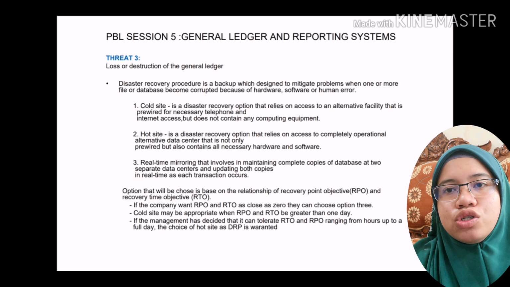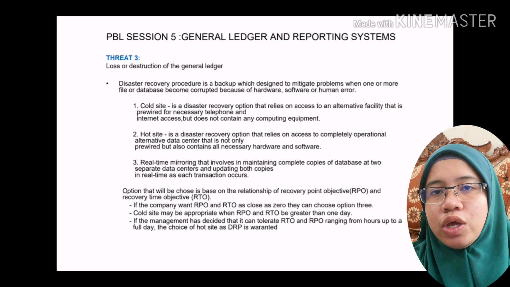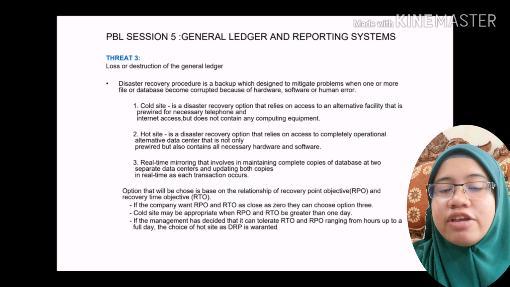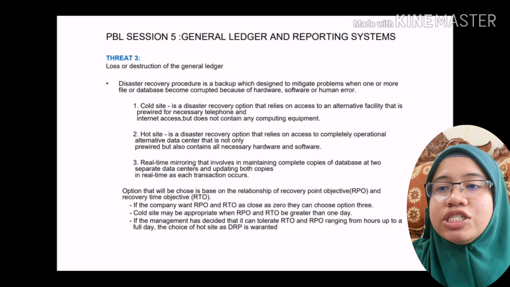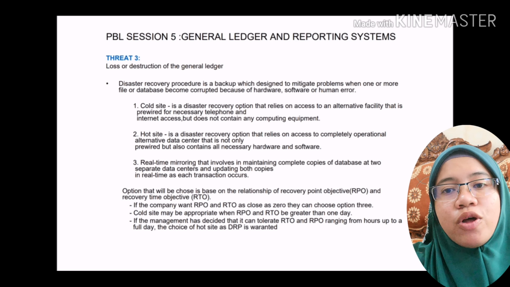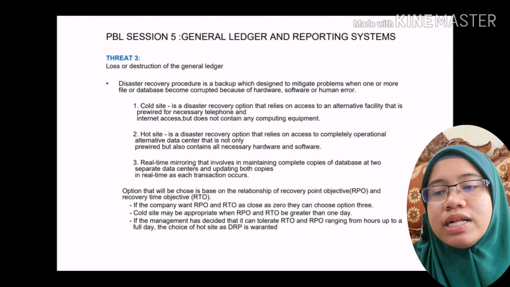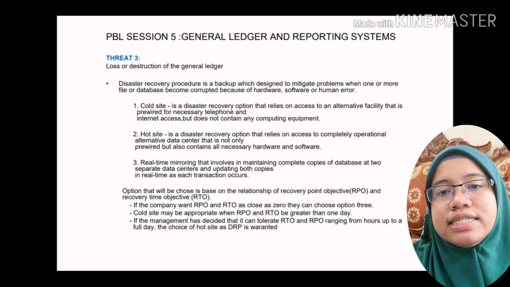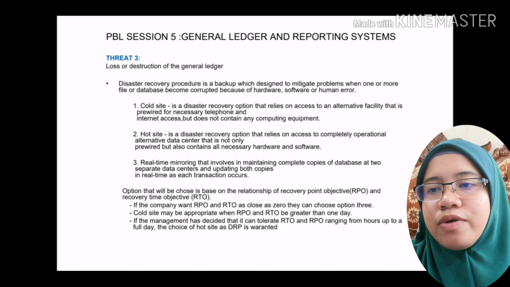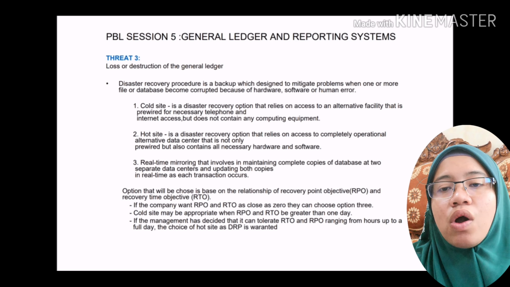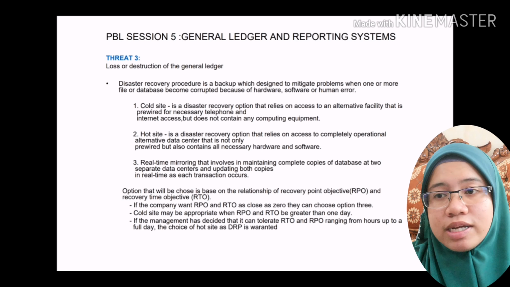The option that will be chosen is based on the relationship of the recovery point objective (RPO) and the recovery time objective (RTO). RPO is the amount of data the organization is willing to re-enter or potentially lose, while RTO is the maximum tolerable time to restore an organization's information system following a disaster, representing the length of time that the organization is willing to attempt to function without its information system.